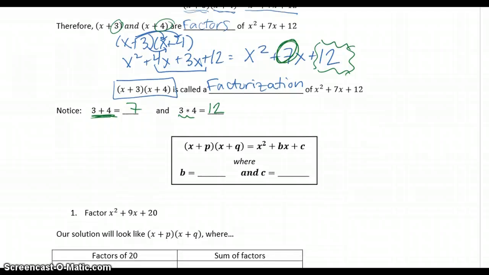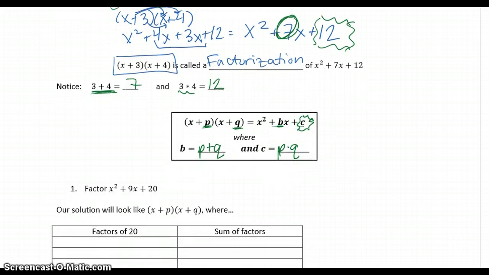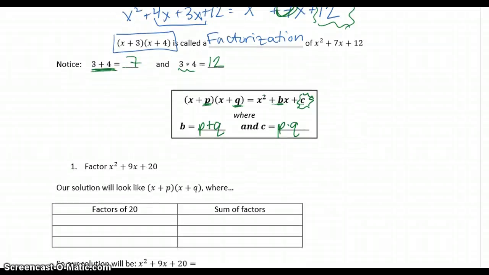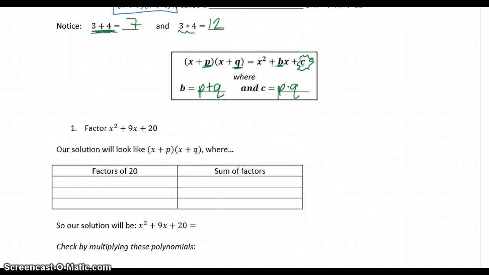So if we have x plus some number, we'll call it p, and x plus some number, we'll call it q, and that is equal to the factorization of x squared plus bx plus c, where this b and c are also numbers. We know that b, the term in front of x, is going to be equal to the number p plus the number q, whatever numbers are in there added together. And c, that final constant term, is going to be equal to those numbers p and q multiplied together. So if we know what b and c are, they can help us define what numbers we can plug in for p and q in order to factor the polynomial.